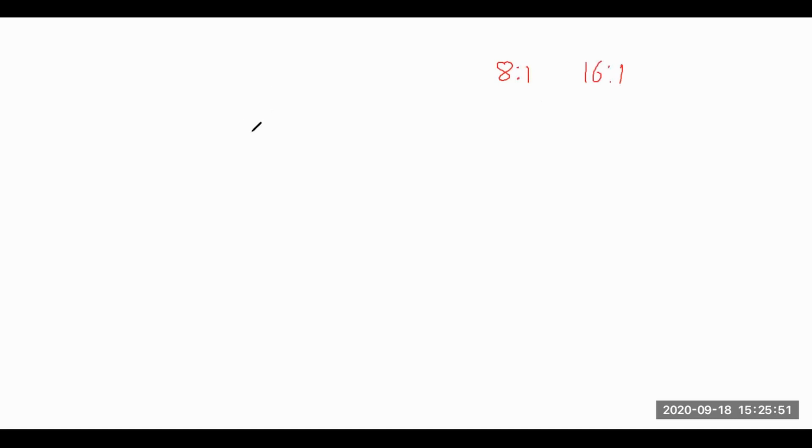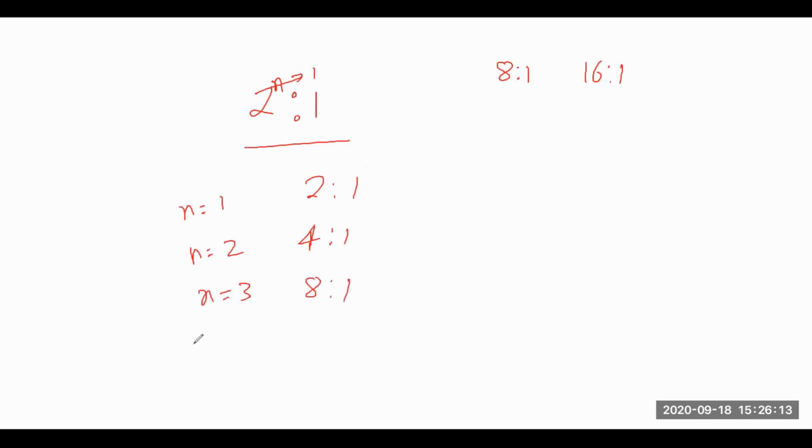So whenever you are designing a multiplexer, you need to remember this point: you need to design a 2 to the power n is to 1 multiplexer. If you take n equal to 1, that is a 2 is to 1 multiplexer. If n equal to 2, that will be a 4 is to 1 multiplexer. If n equal to 3, that will be an 8 is to 1 multiplexer. If n equal to 4, that will be a 16 is to 1 multiplexer, and so on. So this is one thing.